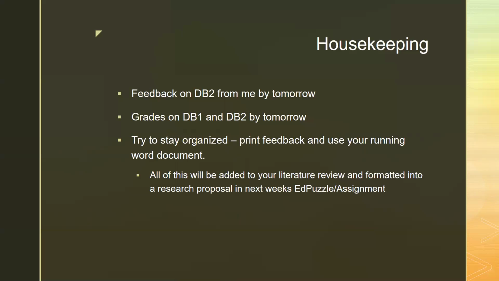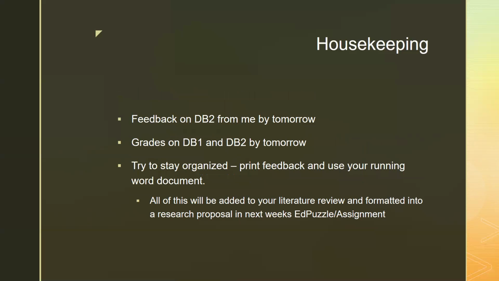Just keep in mind the end product that we'll get to next week, which is to put all of this together. All of these sections will go at the end of your literature review, and then everything will get formatted into a research proposal, and that's going to be the assignment for next week.